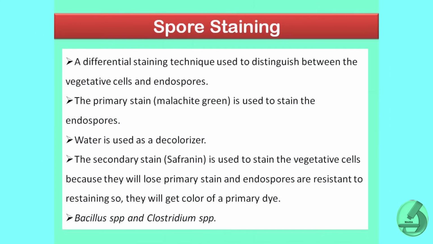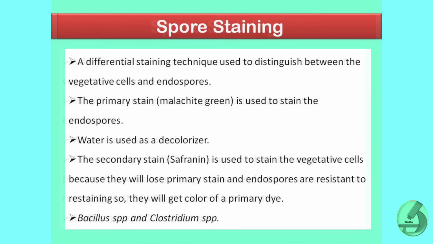Spore staining is a differential staining technique used to distinguish between the vegetative cells and endospores. The primary stain is malachite green, which is used to stain the endospores, and water is used as a decolorizer, while the secondary stain, safranin, is used to stain the vegetative cells because they will lose the primary stain, and endospores are resistant to restaining, so they will keep the color of the primary dye. The most common examples are Bacillus species and Clostridium species.